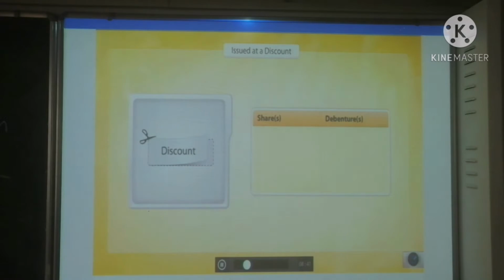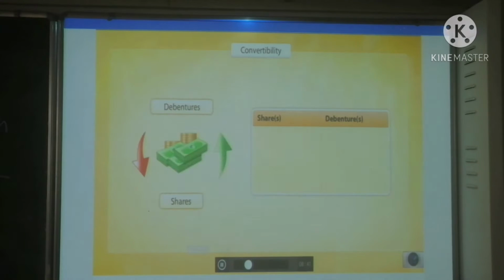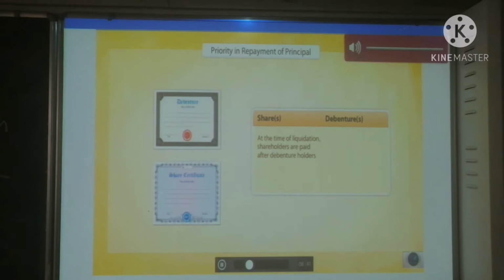If shares are issued at a discount, some legal restrictions have to be fulfilled. There are no such restrictions when debentures are issued. Shares cannot be converted into debentures. However, debentures can be converted into shares. At the time of liquidation, a company will pay off its debenture holders first.